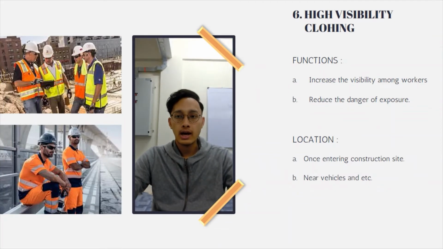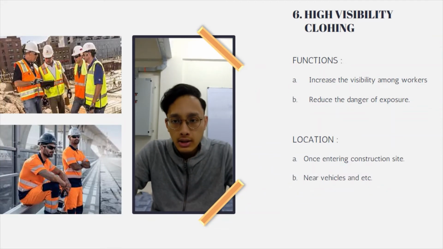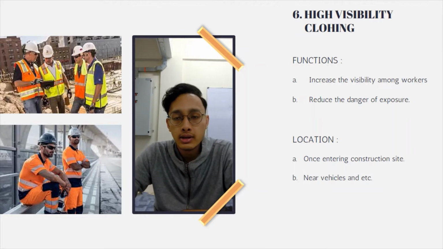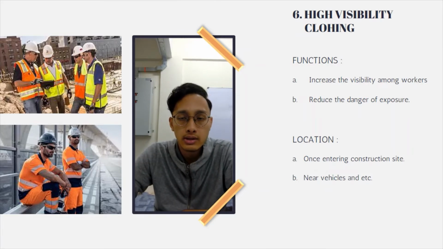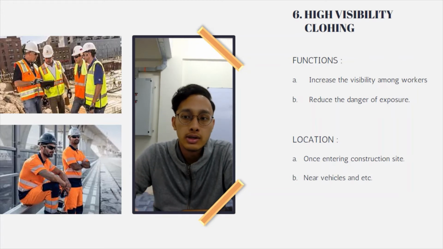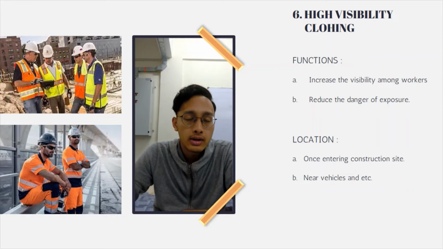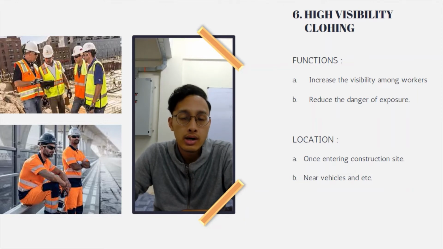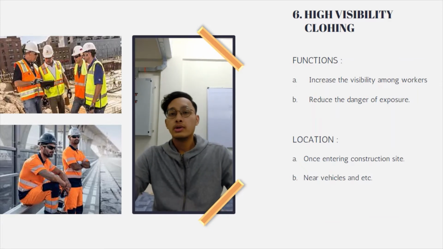The next is high visibility clothing. This high visibility clothing is used to increase the visibility among workers. It also reduces the danger of exposure. This type of clothing is suitable to wear once you enter the construction site and near vehicles, to acknowledge the presence of the workers.